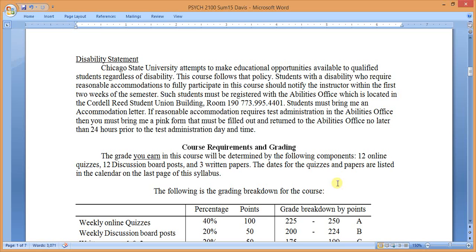Chicago State University attempts to make educational opportunities available to qualified students regardless of disability. This course follows that policy. If you need some kind of accommodation to participate fully in the course, you need to notify me as soon as humanly possible. As this is Chicago State, there's paperwork that needs to be filled out. And so if you don't get a hold of me soon, then it may be too late to get you the accommodation by the time that you need it. So make sure that you contact me as soon as possible.